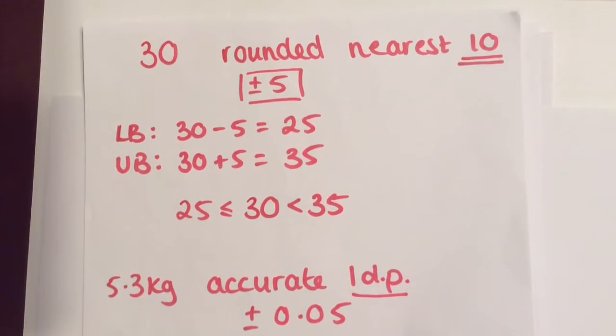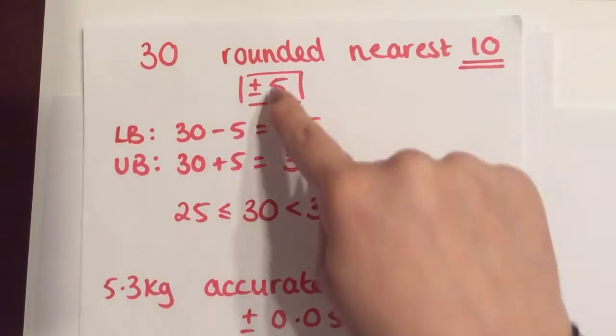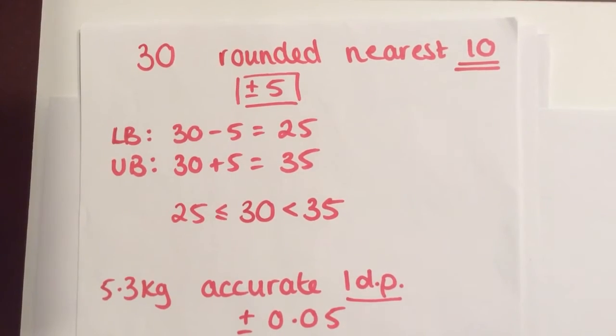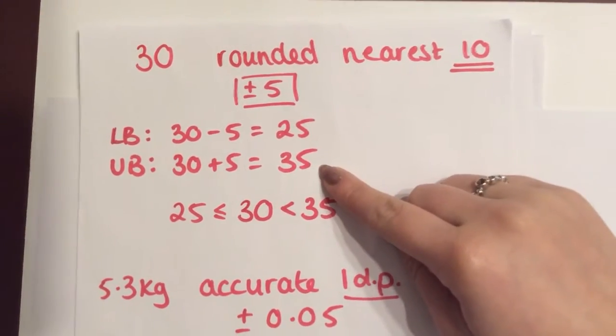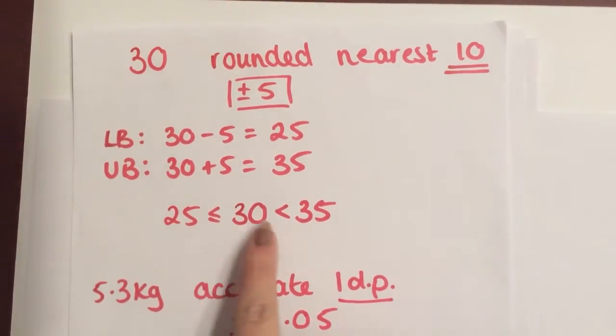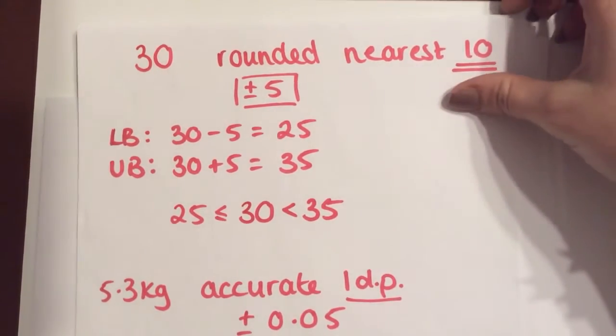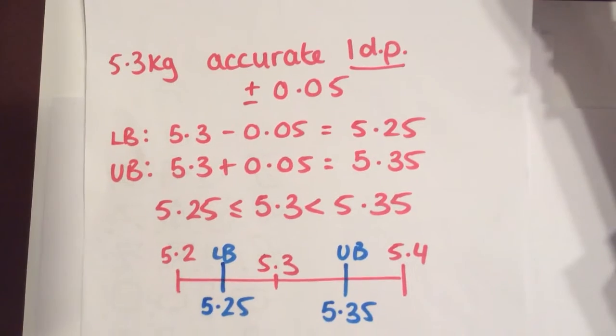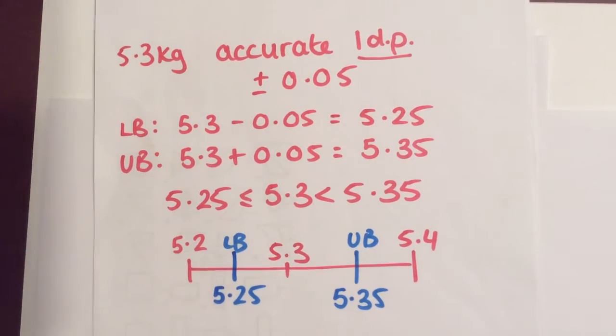First of all, we've got 30 rounded to the nearest 10. So we plus or minus 5 to get our lower bound and upper bound of 25 and 35. To get it written as an inequality, we can write 25 is less than or equal to 30, which is less than 35. Looking at the next example, we've got 5.3 kilograms, which is accurate to one decimal place.